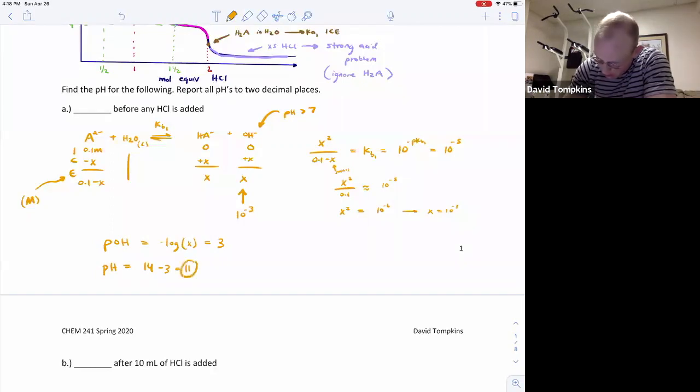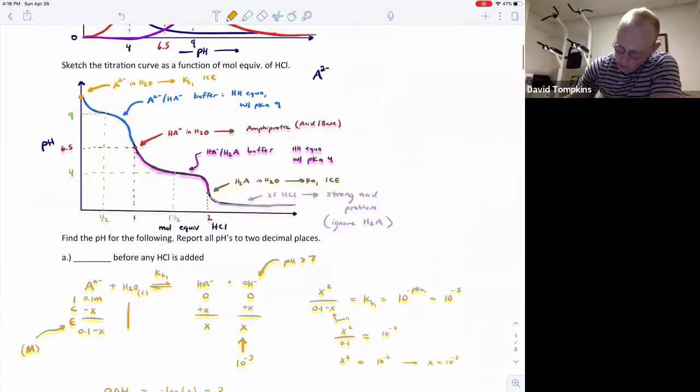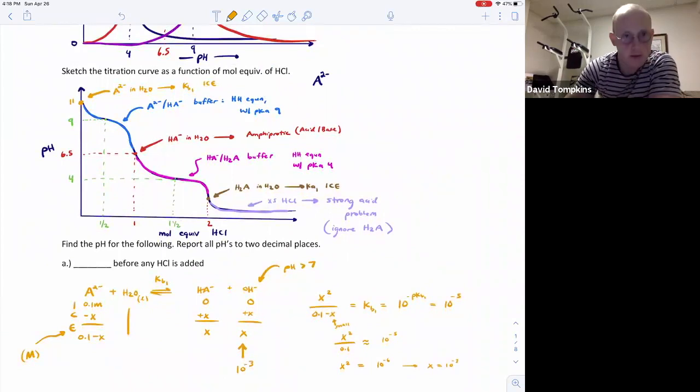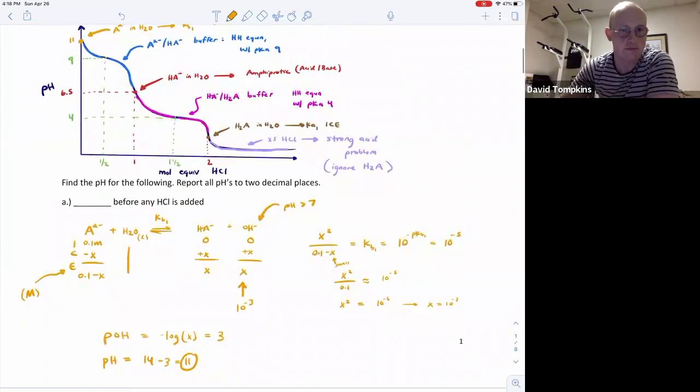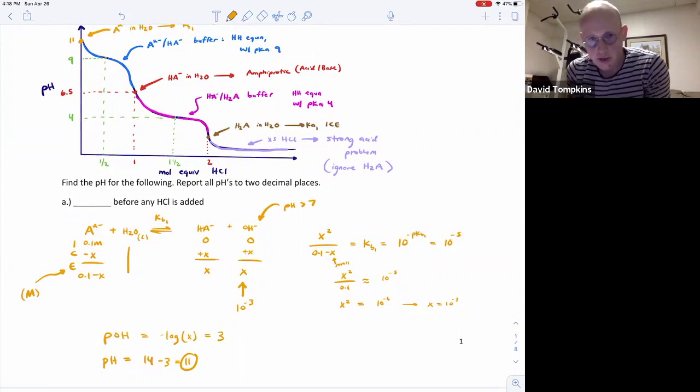And we knew it had to be higher than 9. So we can fill this in now. Okay, it's not going to be 9 until we get to that half equivalence point. So when you just have a weak base by itself, right, or a strong acid by itself, right, before the titration starts, it's just an ICE table problem with the stronger equilibrium constant, in this case Kb1.